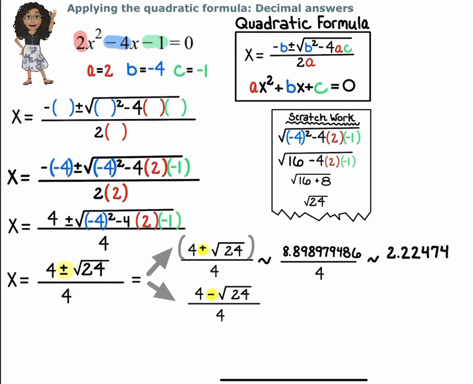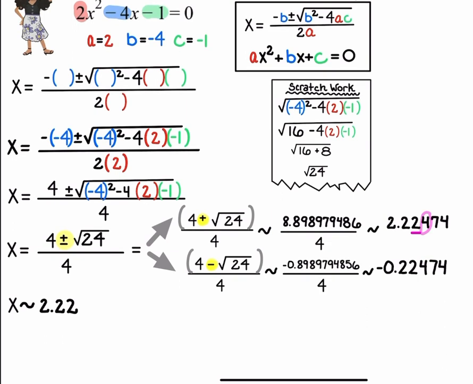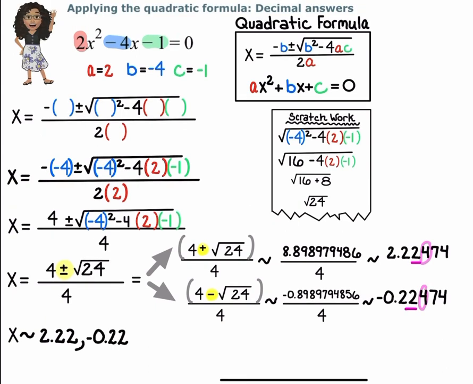I'll need to round, so I've decided to round to the nearest hundredths place. The number 2 is in the hundredths place, so I look to the right, 4 or less, let it rest. So I leave that 2 alone, and my answer is approximately 2.22. I did the same thing for the other one, evaluating 4 minus root 24 and then dividing by 4. Rounding to the hundredths place, I look to the right, and again I have a 4 or less, so let it rest. So my other answer is approximately -0.22.